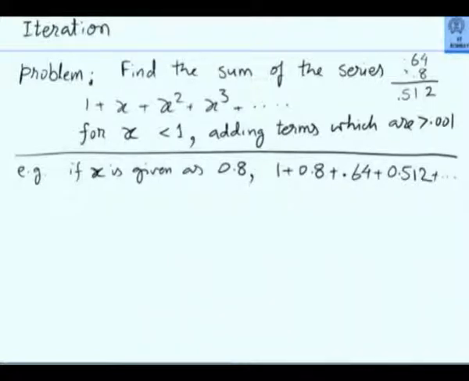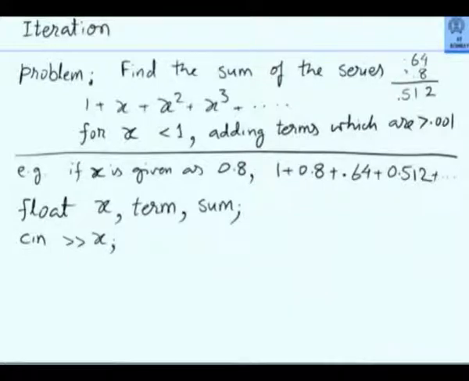This suggests to me that if I define float x, term, sum, and I set up an iteration of this type, I start by saying cin x, then I say term is equal to 1, and sum is equal to 0.0, which is a better way of writing it.